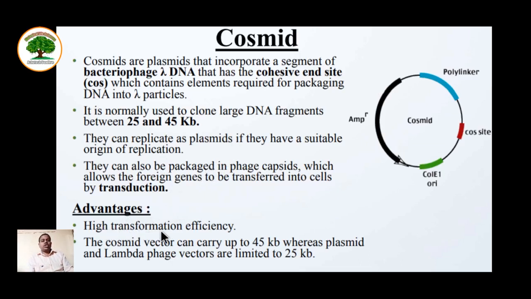Here the transformation efficiency is very high because the way of infection of phage is accurate. So you can clone, or insert, this plasmid using the phage vector into the desired organism more easily. So it has high transformation efficiency. The cosmid vector can carry up to 45 kb of DNA, whereas plasmid and lambda phage vectors are limited to 25. So combining the plasmid and cos site increases the amount of insert that we can add here. So it's a beneficial thing.